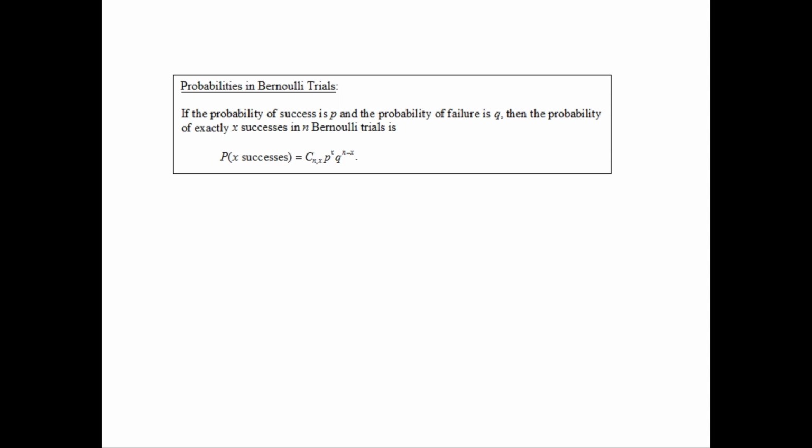Here's the formula that we really just did. The probability of success is P, and the probability of failure is Q. And then the probability of having exactly X successes in N trials is combination N, X. So what we do is we take the total number of trials, we choose X to be successful. Then we take the probability of success, raise it to the number of successes. Then we take the probability of failure, raise it to the number of failures, which we can get by taking the total number of trials N and subtracting the number of successes.